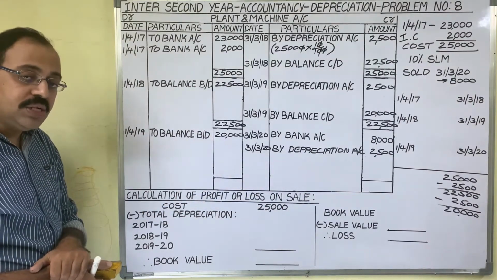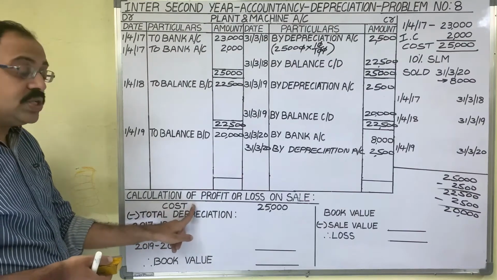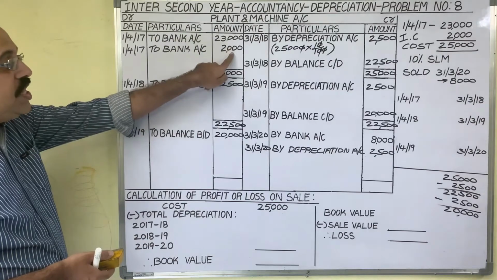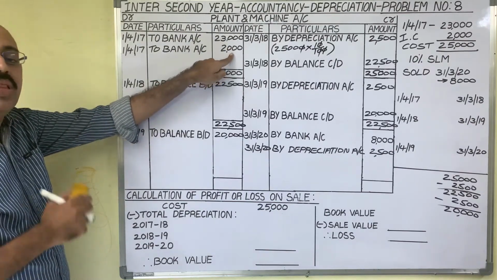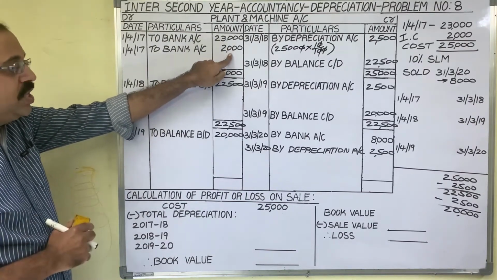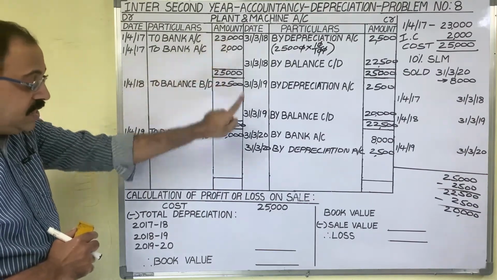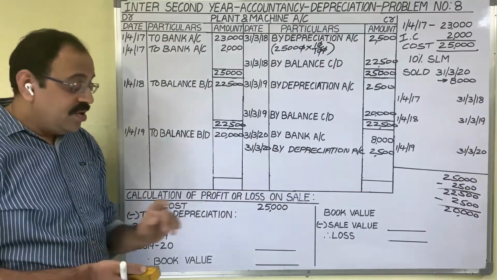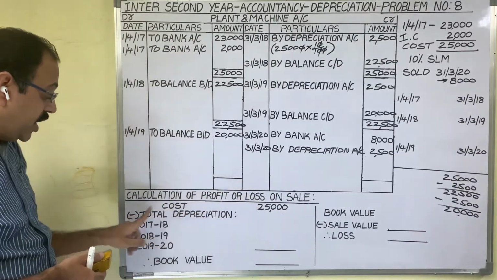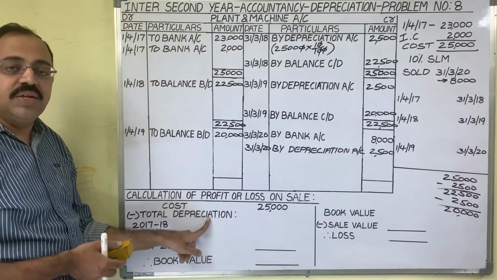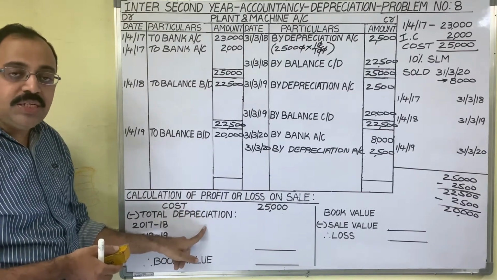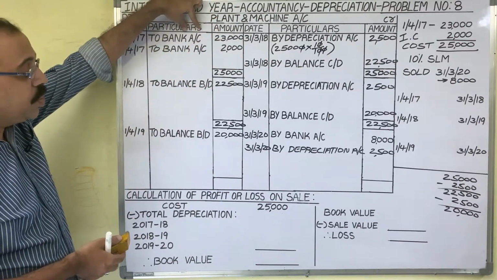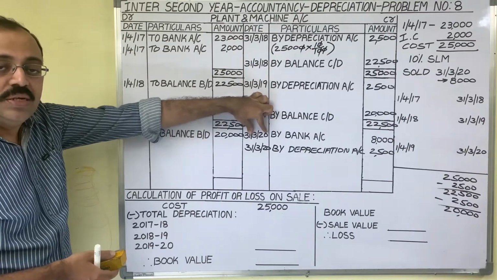What is the procedure? Take the cost of this asset. While taking the cost, if installation charges are given, include them in the purchase price. So the total cost of the asset is 25,000 rupees. Write it down in the outer column. From this cost, you should deduct total depreciation. Total depreciation means the depreciation value from purchase date to sale date.